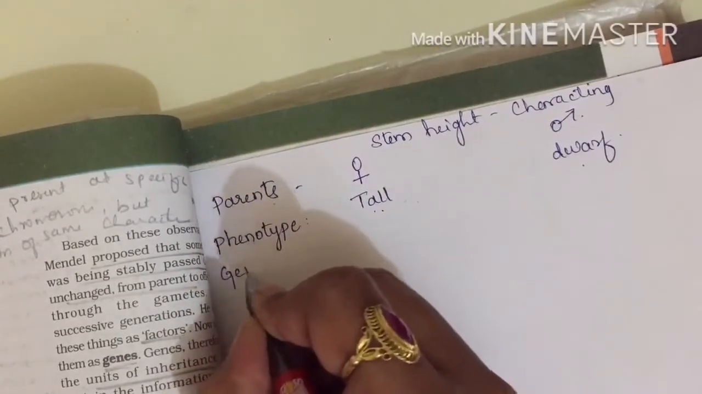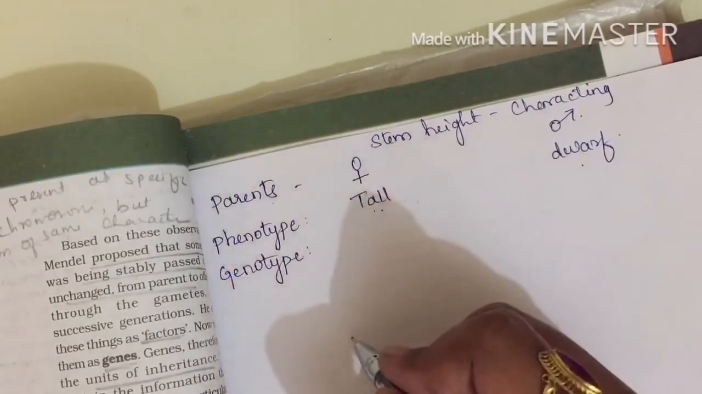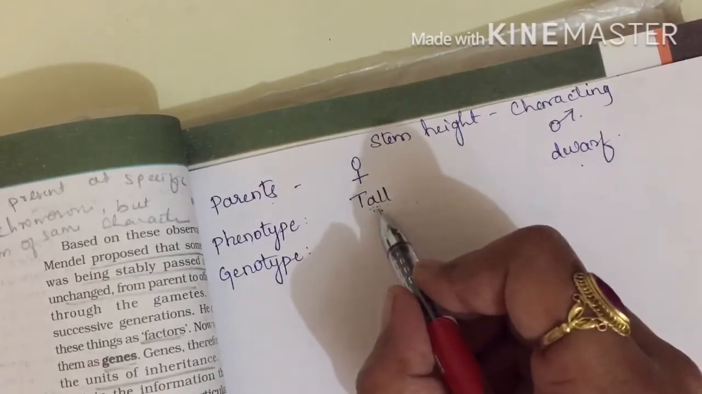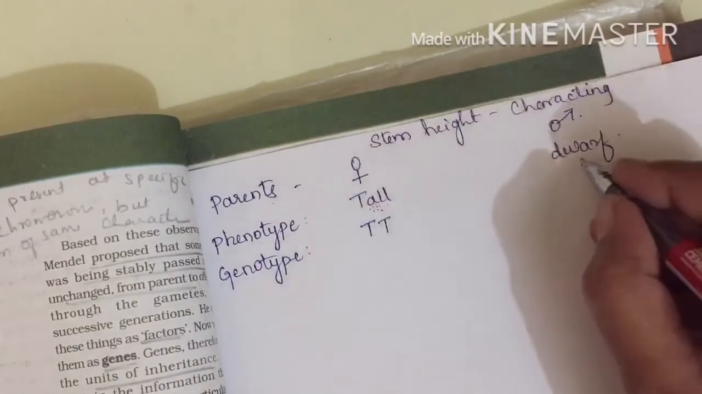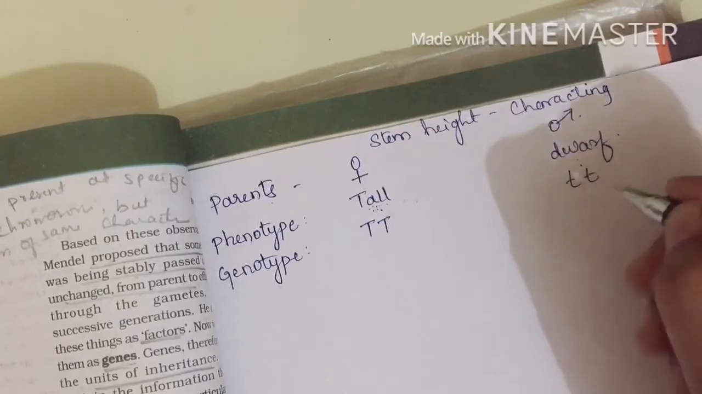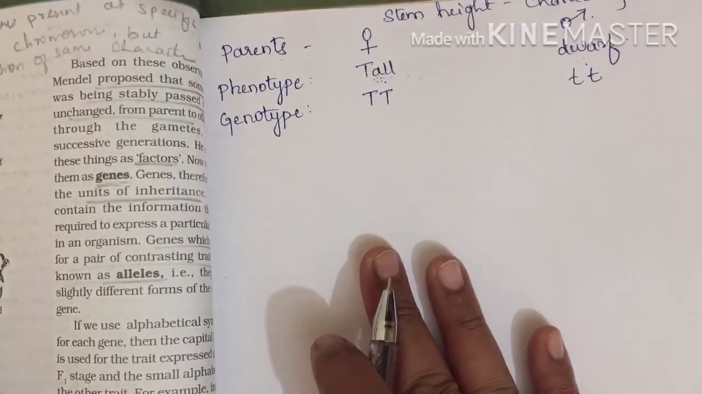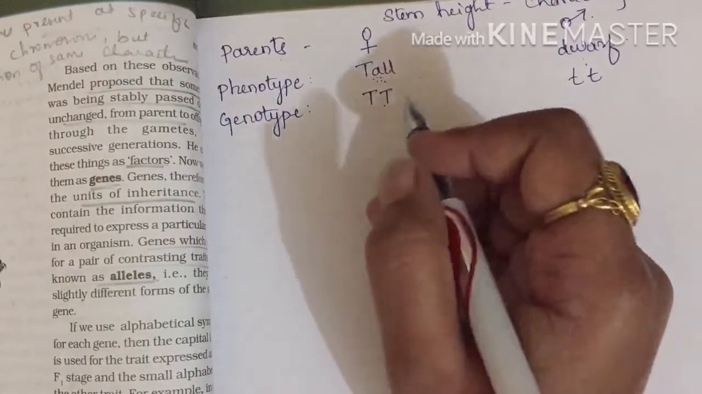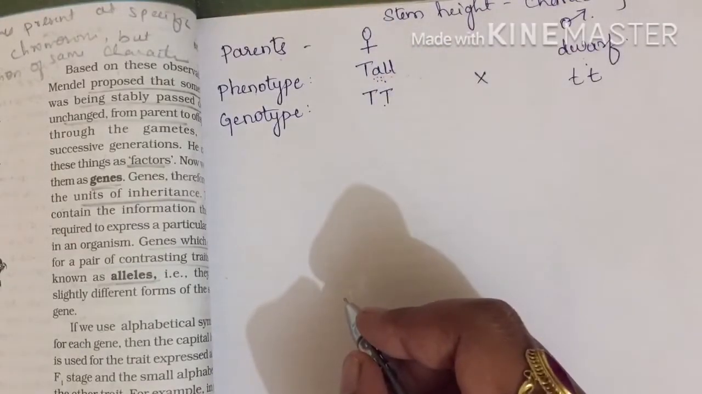Now, genotype. What is this genotype? In the previous session we discussed that it is the genetic makeup of an individual for a phenotype. What will be the genes of this phenotype? What did we use? Letters. We used capital T, capital T for tall. For dwarf, we have used small t, small t. So this is the phenotype and genotype, and after this we have to cross this by using artificial hybridization.